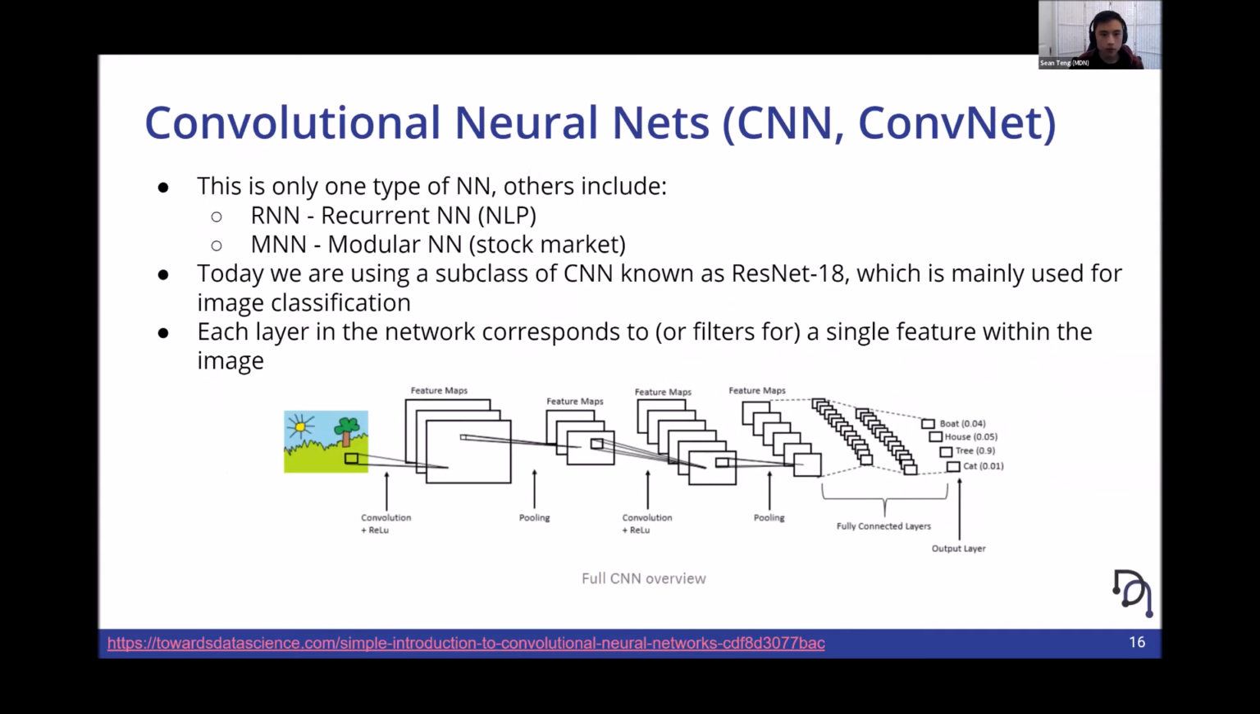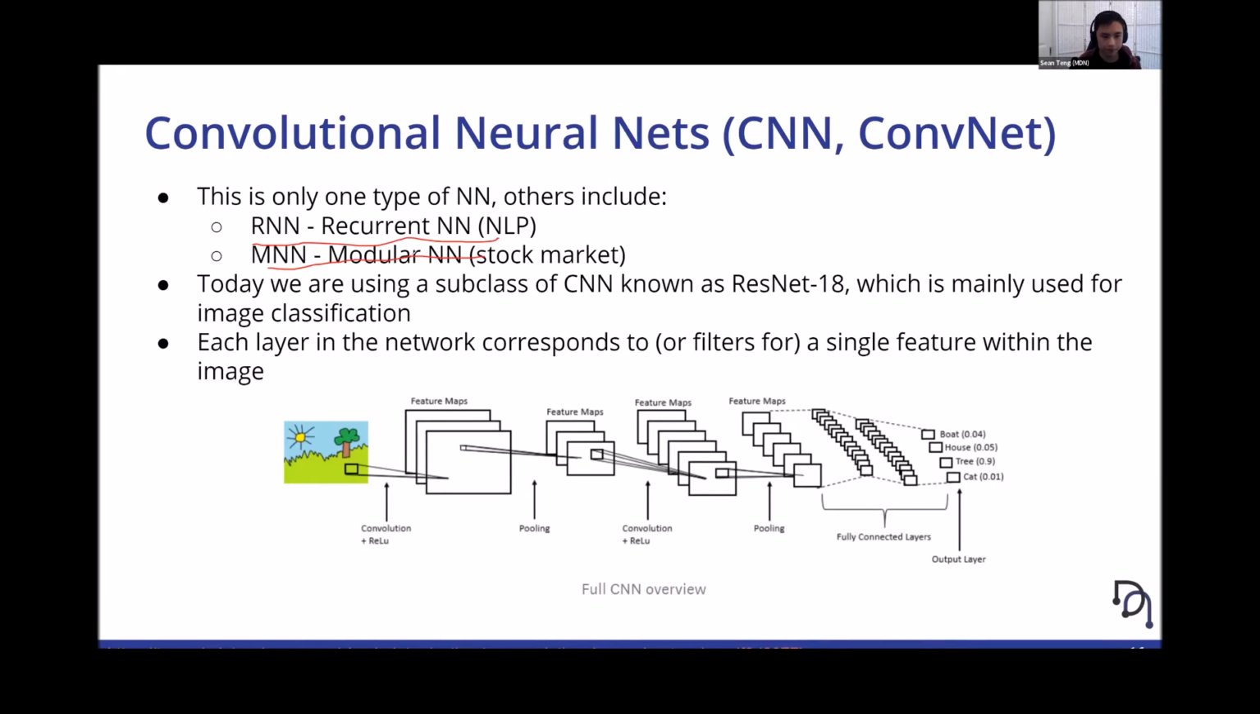All right, so for today, we're doing computer vision. So we're going to be talking about a specific type of neural net called a convolutional neural net. There are obviously different types of neural nets, like a recurrent neural net, modular neural net, but we don't worry about these today. Let's think about convolutional neural nets. That's the specific type that we're working with today.